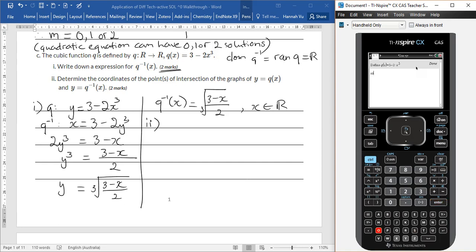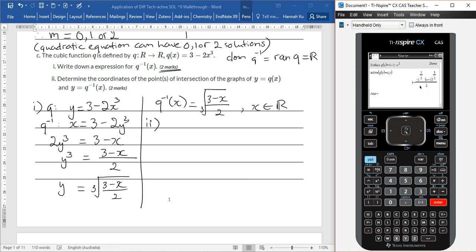So very simply, you could define q if you want. In fact, I might do it. So define q of x equals 3 minus 2 times x cubed. Okay. And then you just need to solve q of y equals x because you're swapping the x and y coordinates. Okay, so you have negative 2. This is what I mean by sometimes it's quite hard to check.